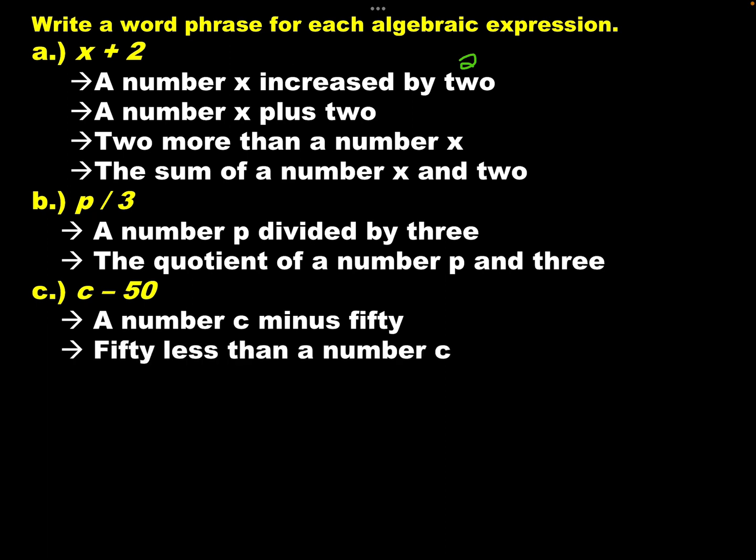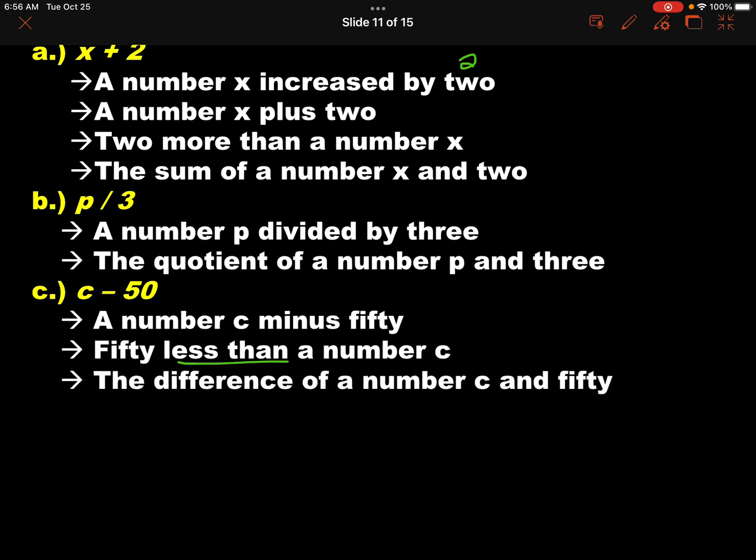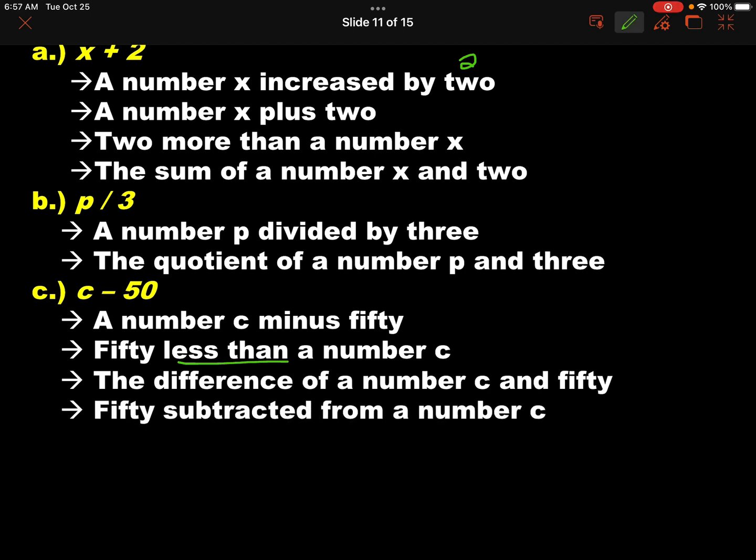Once again, you change the order on this one. When you see less than, you have to change the order. So even though 50 was listed second in the problem, it's actually written first when you write it in word form: the difference of a number C and 50. And this one also wasn't on your list, but when it's subtracted from, so 50 is being subtracted from C, a number C, you'd change the order on that one as well.